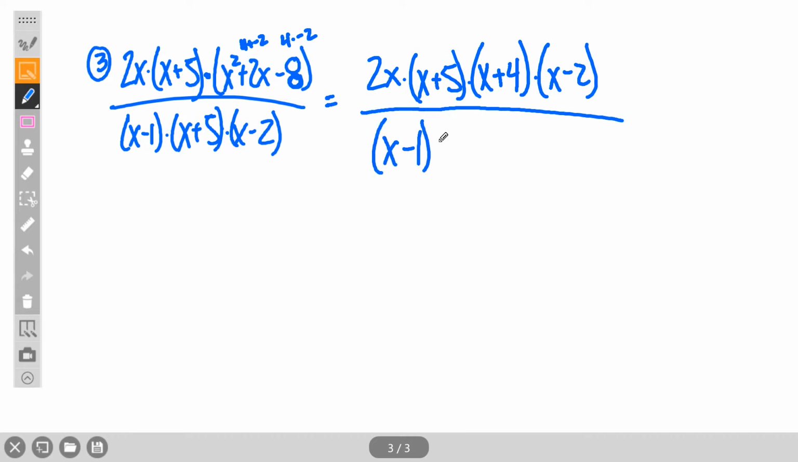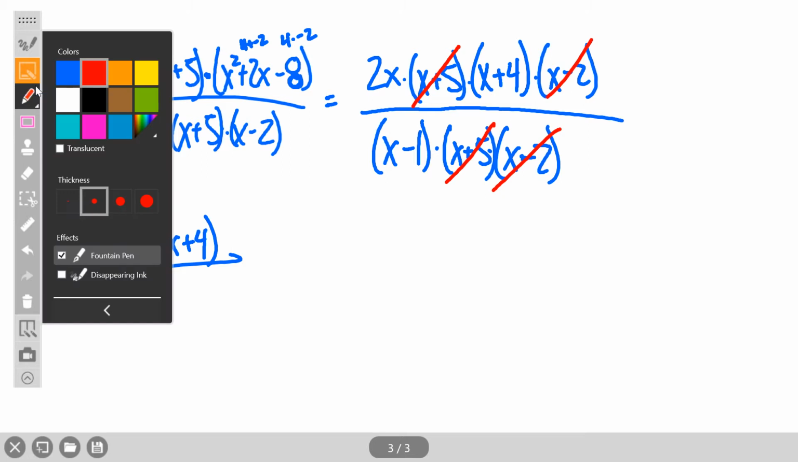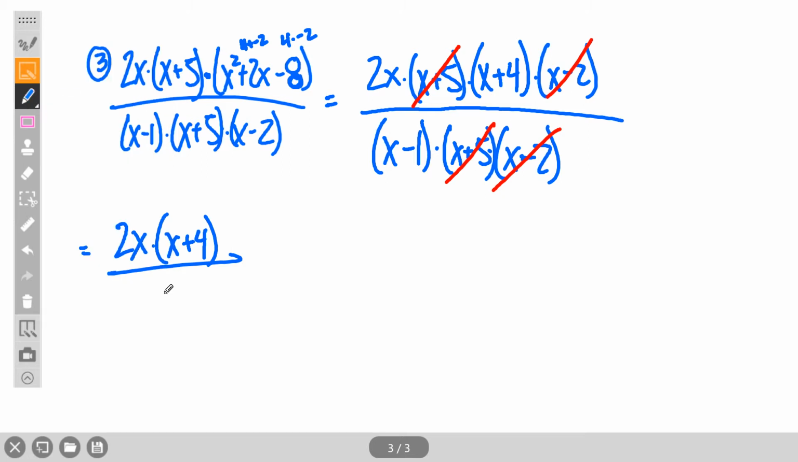Denominator, we have x minus 1, x plus 5, and x minus 2. So I can cancel out factors that show up in the numerator and denominator, like x plus 5 and x minus 2. So in the numerator, I have 2x times x plus 4. Oh, I need to do the restrictions real quick before I finish. Well, let me just finish writing this. And then denominator of x minus 1.